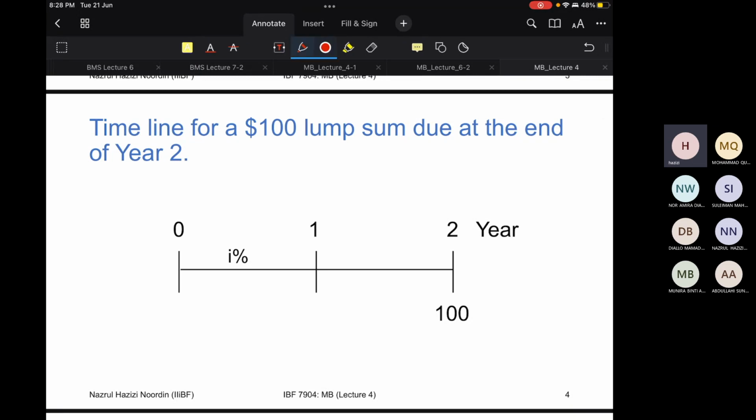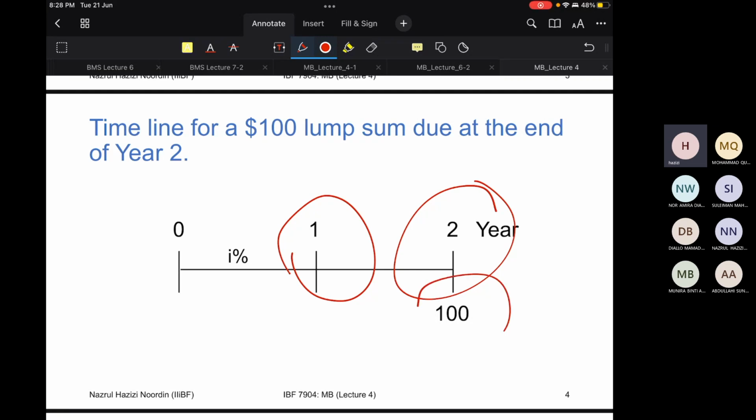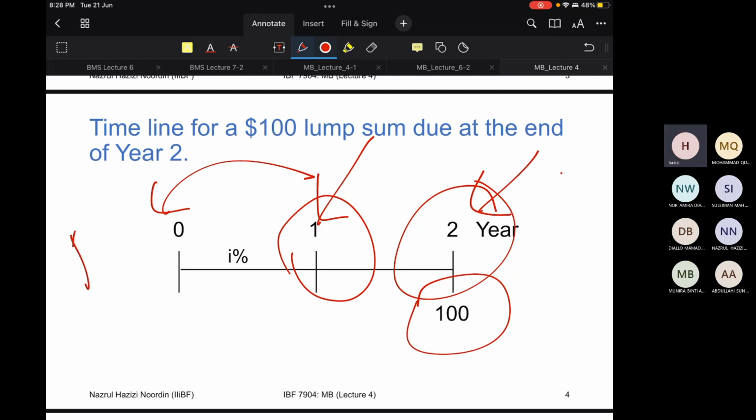Because you need to know where exactly the payment will take place, right? Because I mentioned to you, in finance, time is very important. If you miscalculate, not only the amount, but also you misidentify which year or which period the payment is going to take place, then that will result in a wrong pricing calculation, right? So that's why you have to rely on this timeline.